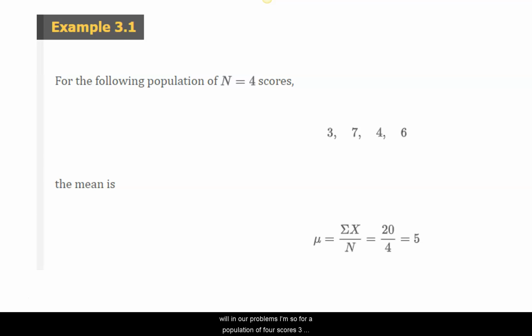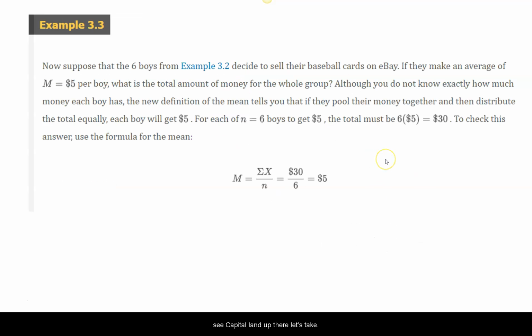So for a population of 4 scores, 3, 7, 4, and 6, of course, I would just add those up and get 20. There are 4 scores, and that would yield a mean of 5 for the population. Now, you might ask yourself, how will we as students know whether it's a population or a sample? I'll have to tell you. I won't be subtle about that. There's no way to be coy. I must just essentially volunteer whether it's a population or a sample, and I always will. And you can see capital N up there.